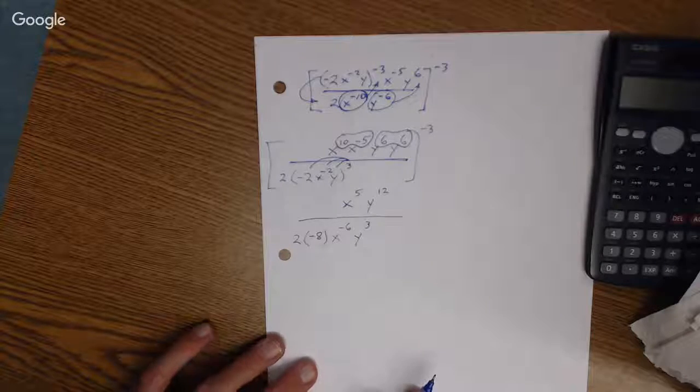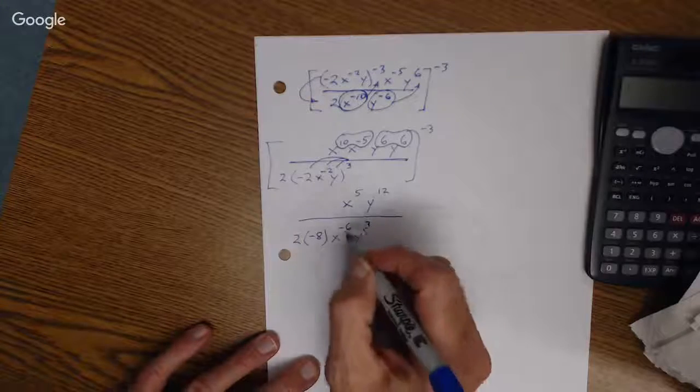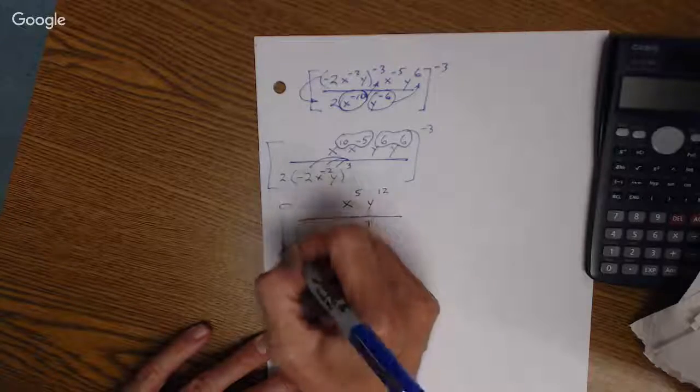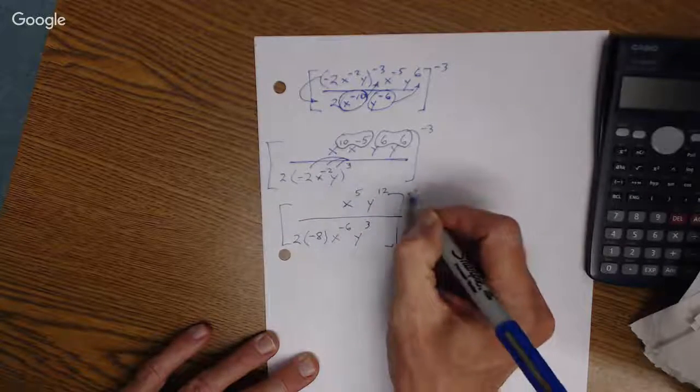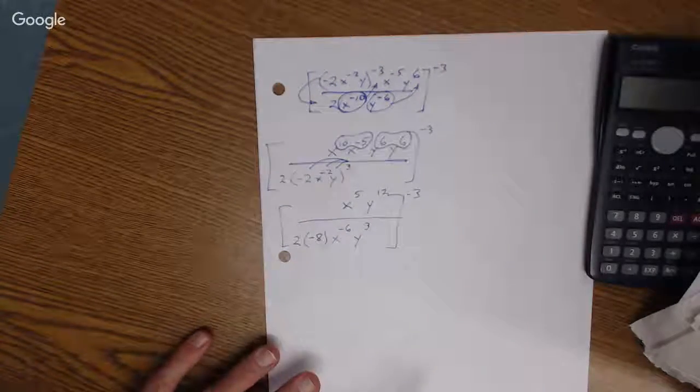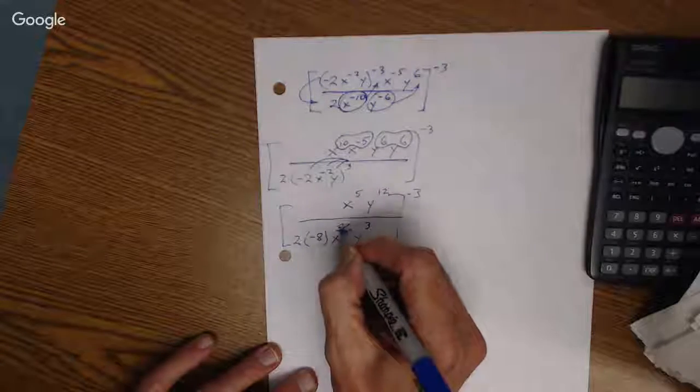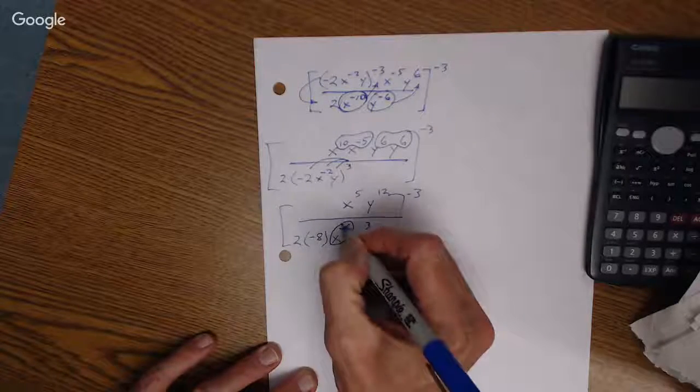Go real slow. Take your time. Now I'm going to combine some things. Well, we still want to remember it's still raised to the negative 3 power. Now I'm going to take this x to the negative 6 on the bottom here. I'm going to move it to the top.